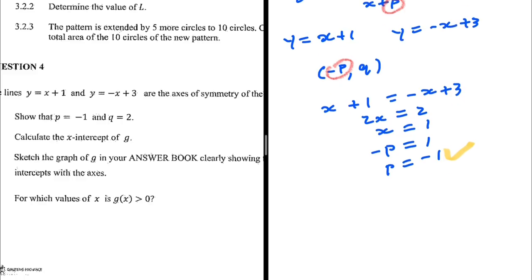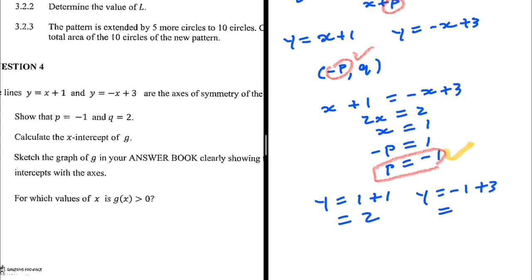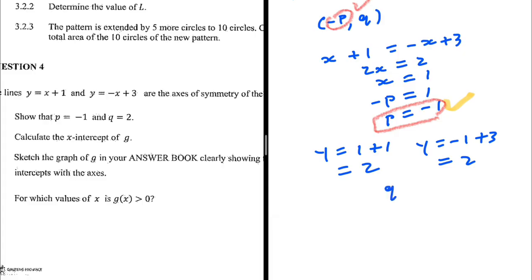If we substitute on x plus 1, we have 1 plus 1, which is equals to 2. And then on the other equation, we get the same thing. We get minus, minus p. So we're going to get minus 1 plus 3, and this is equals to 2. So there we go. The value of p is minus 1, and the value of q is 2.